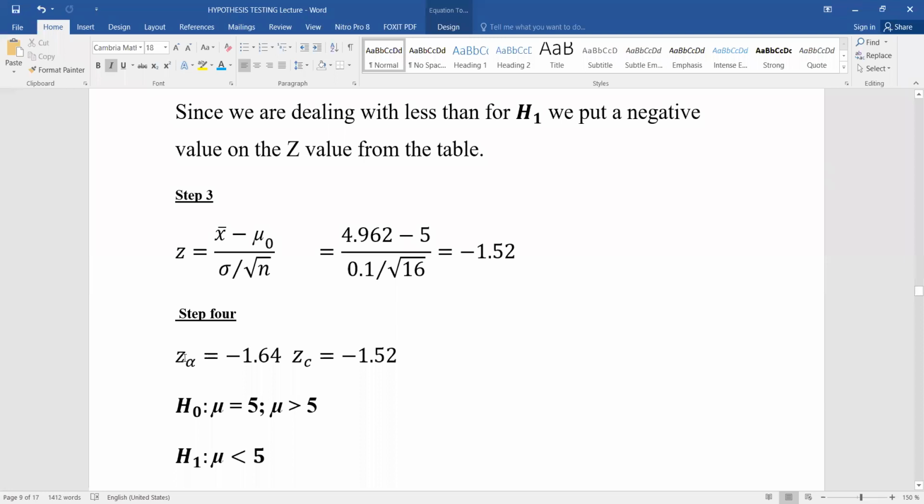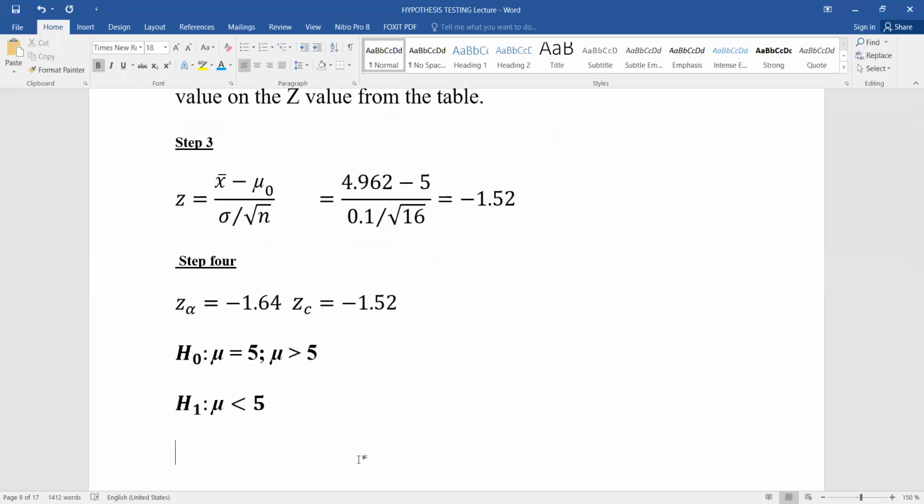So we state what we call our closing statements. Z alpha is equal to 1.64. Then Z computed is equal to 1.52. We state the hearing of both. Remember, always begin with Z computed. We always begin with the side of the prosecutor.